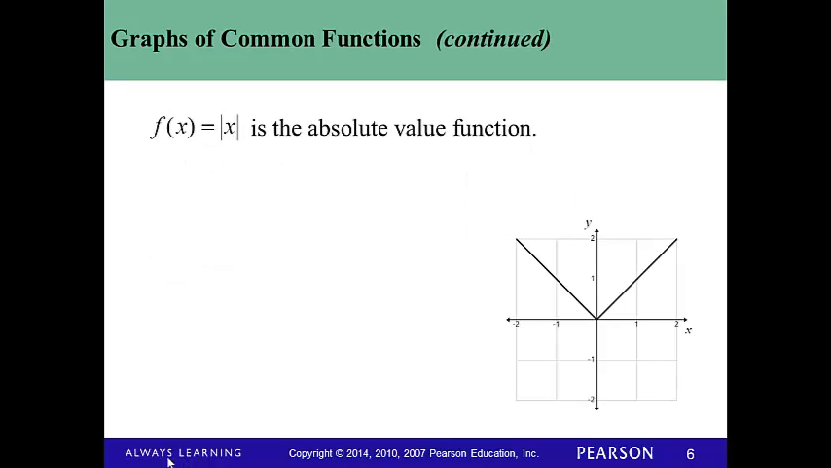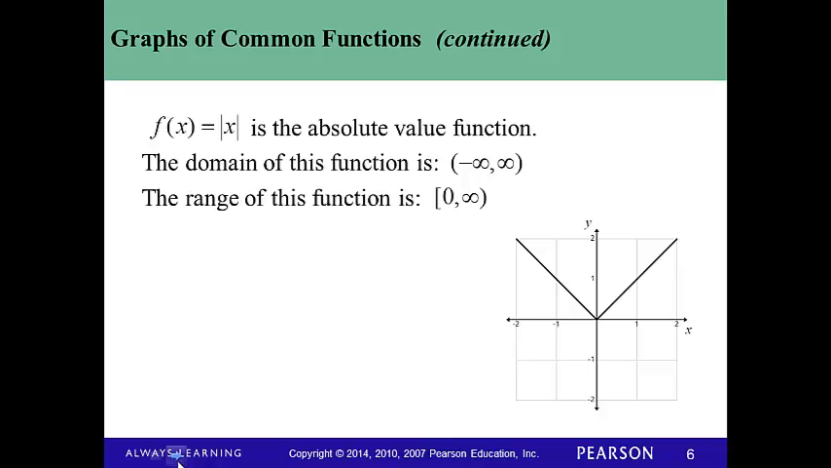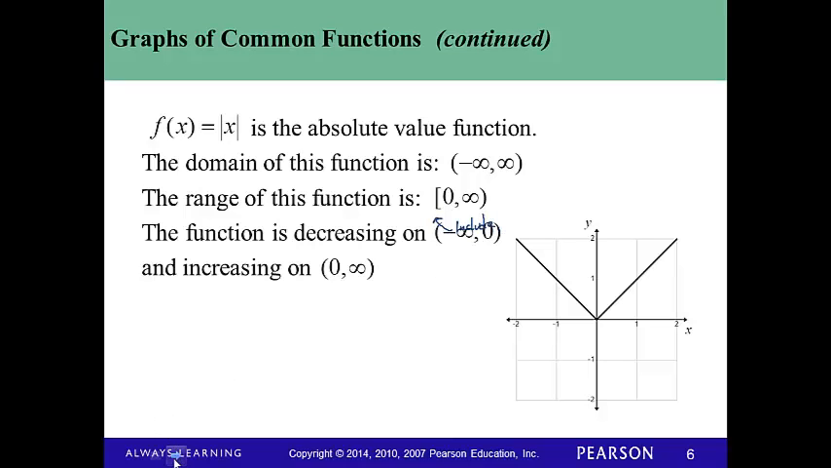F of x equal to absolute value of x has a domain of all real numbers. The range only includes 0 and positive numbers, because recall when you take the absolute value of something you get out positive or 0. So that's why this bracket means to include. The function is decreasing on negative infinity to 0 and increasing on 0 to infinity. So it's falling and then rising. And the function is even.